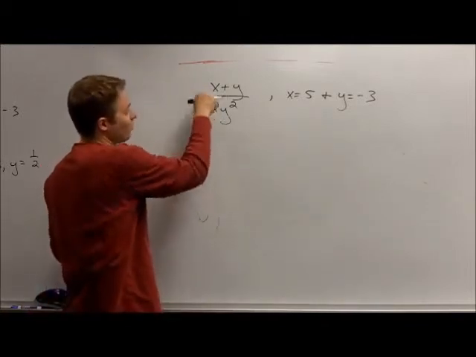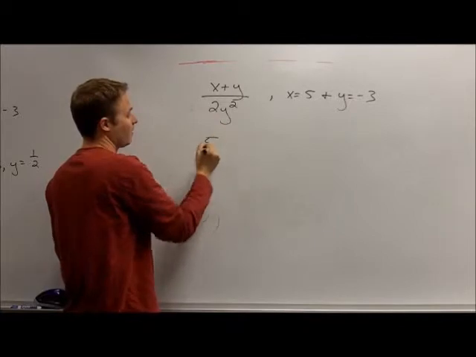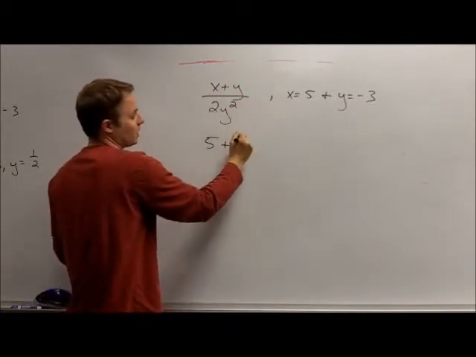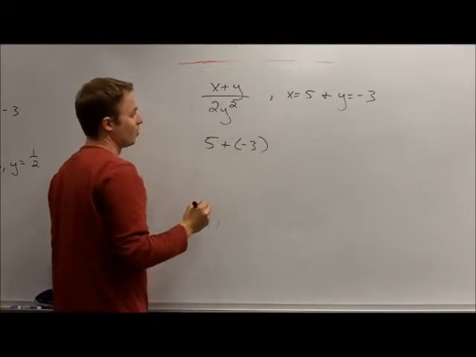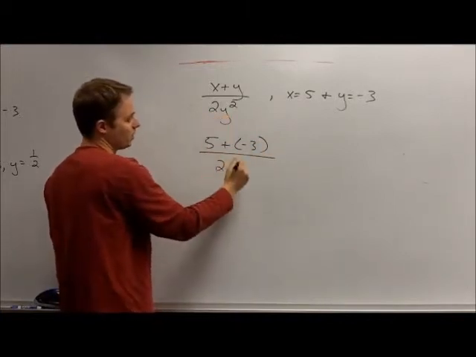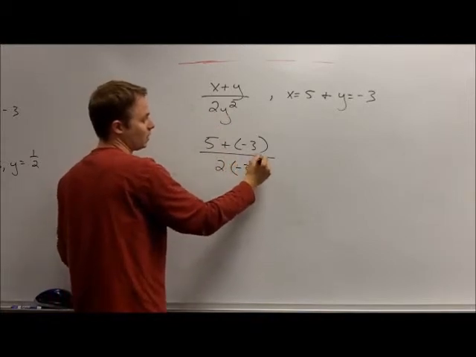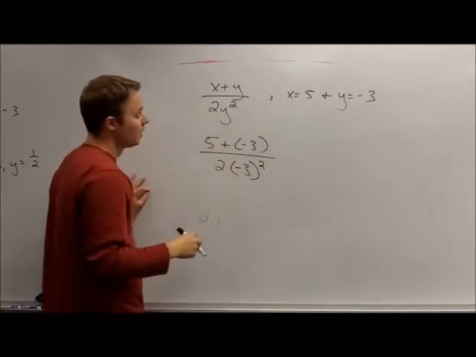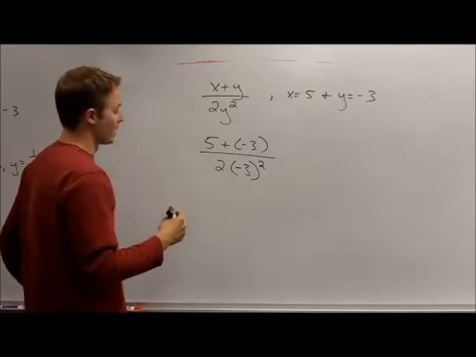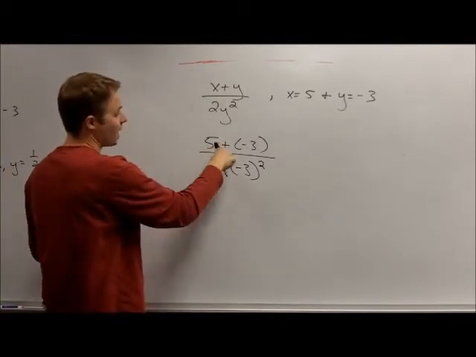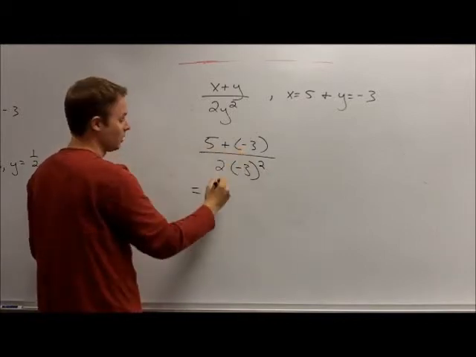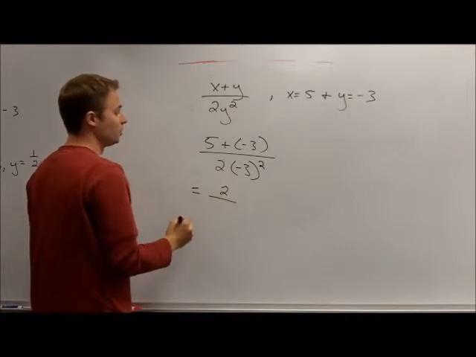So we only have one x here, so I'll put a 5 there for that x. This is a y, so plus y would be plus -3. And then 2 times y squared, so that would be 2 times -3 squared. Again, just replacing them exactly as you would imagine. So now I just need to simplify my expression. So 5 plus a -3, that's the same thing as 5 minus 3. So this will become 2.